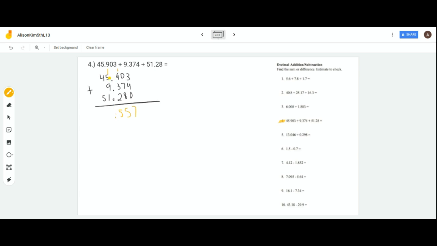Now it's 1 plus 5, 6. 6 plus 9, 15. 15 plus 1, 16. So we put 6 right there, 1 right here. This is a 0. So 1 plus 4, 5. 5 plus 0, 5. And then 5 plus 5 is 10. So we get 106.557. Now let me check if the answer is correct. And indeed it is. So that's going to be your final answer.